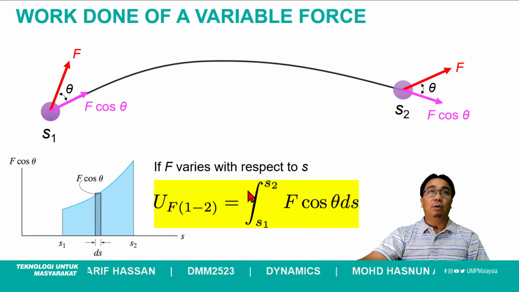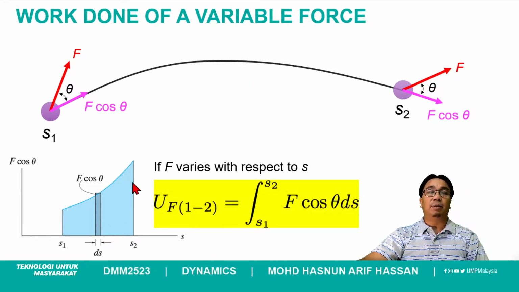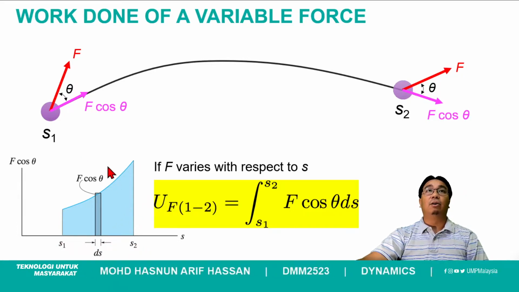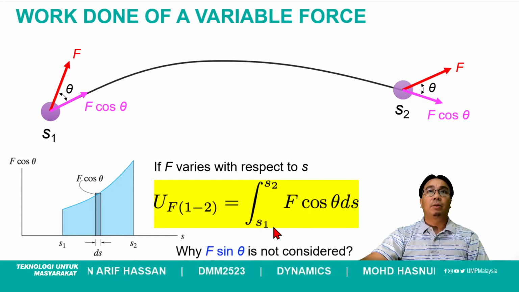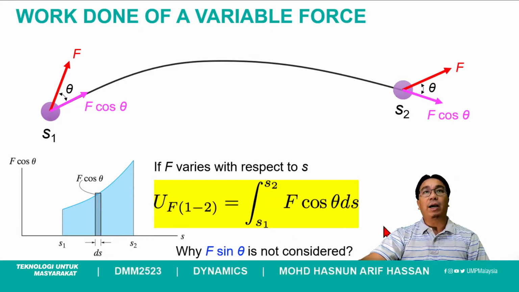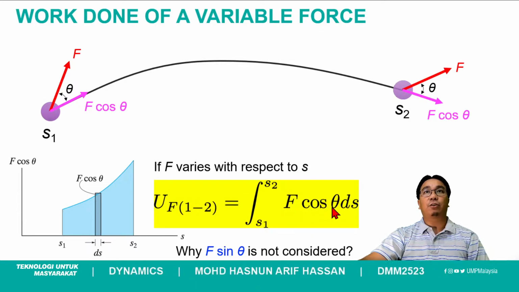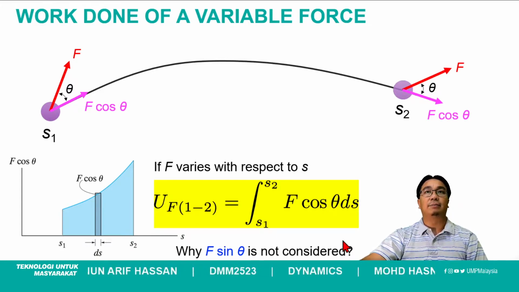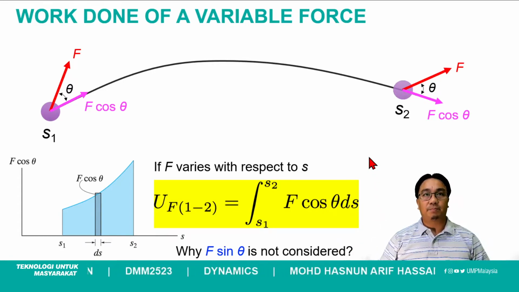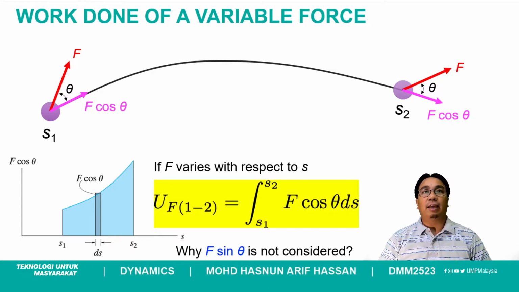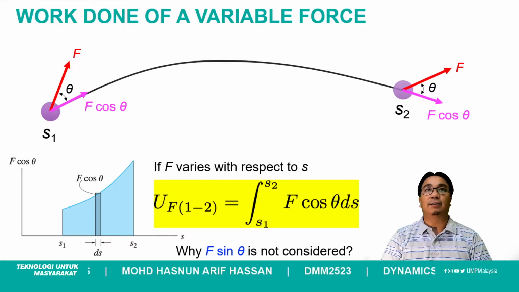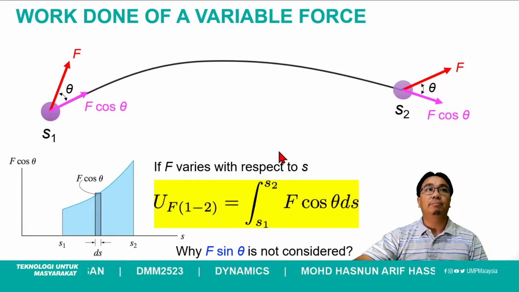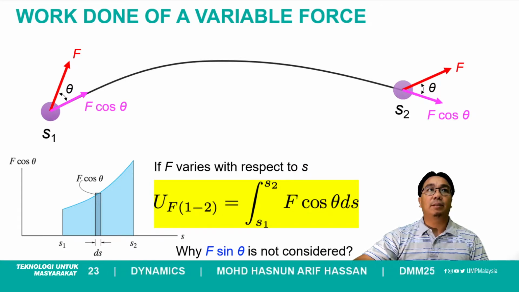Kalau force tu vary berdasarkan position of the particle. Okay. Tapi ada satu soalan dekat sini, why we only consider F cos theta? What about F sin theta? Why F sin theta is not considered? Ada siapa-siapa boleh jawab? Why do you think F sin theta is not considered dalam calculation of work ni? Anyone?